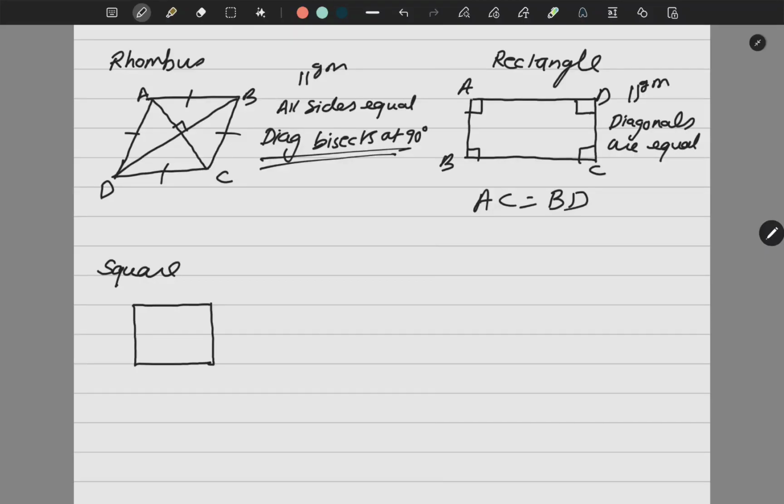Now come to the square. A square has the properties of everyone. It is a parallelogram, it is a rhombus, and it is a rectangle also. Right? A rhombus is not necessarily a square, but a square is a rhombus. Why? Because in a square, all sides are equal. Correct? Now, every square is a rectangle, but every rectangle is not a square, because this is 90 and the diagonals bisect at 90 degrees. So this is how I can talk about the square.